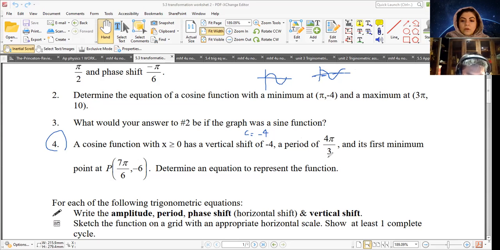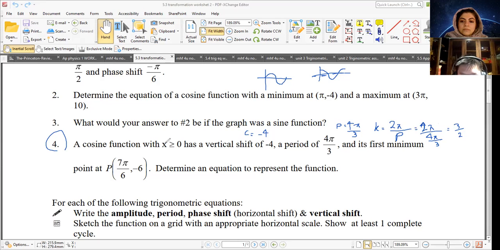A period of 4 pi over 3. So P is equal to 4 pi over 3. Means you can find what? We can find K, because K is 2 pi over period. So 2 pi divided by 4 pi over 3. If you simplify, you'll get 3 over 2. So this is your K.